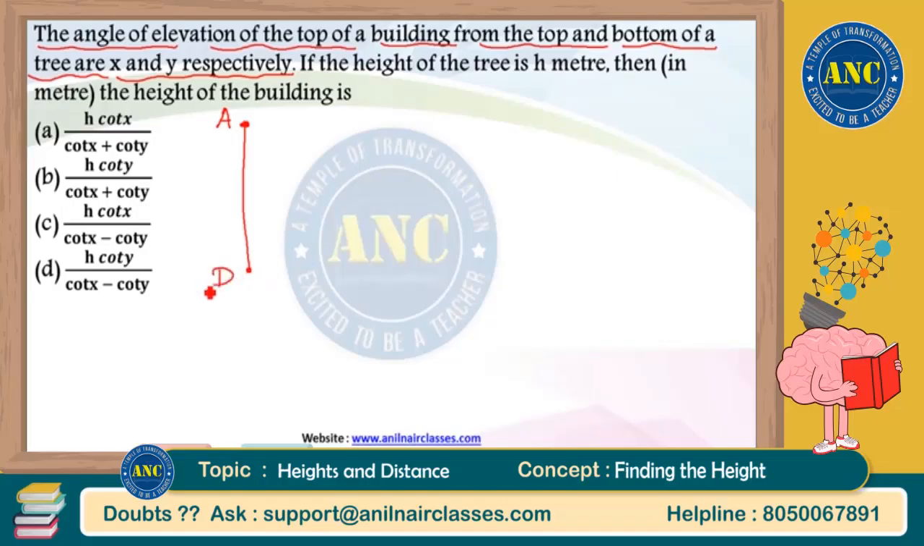If I call this building AD, the top of the building is nothing but A, and there is a tree. I will call this tree CE, and it is given in the question that from the top of the building, the angles of elevation of the top of the tree and the bottom of the tree are x degrees and y degrees respectively, right? This is what is given in the question.